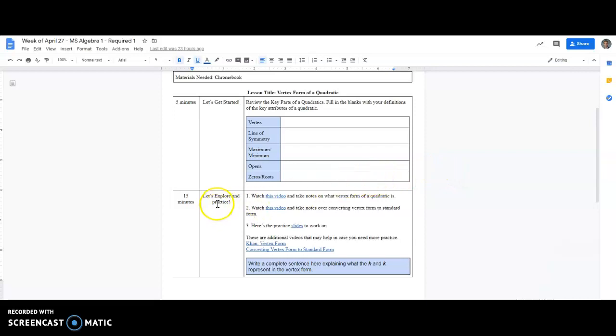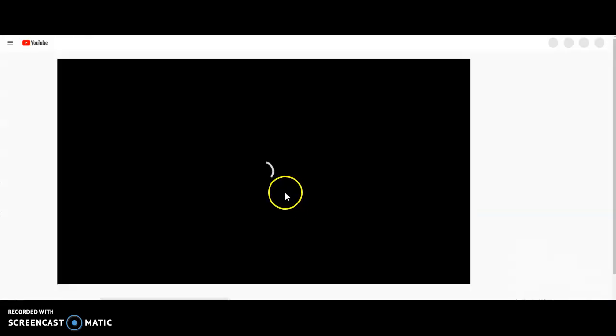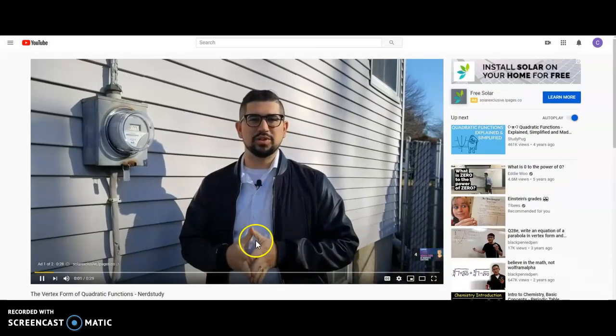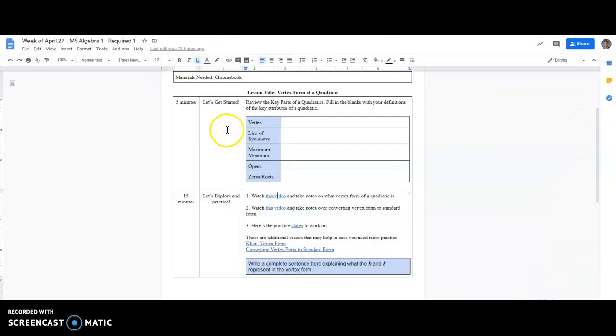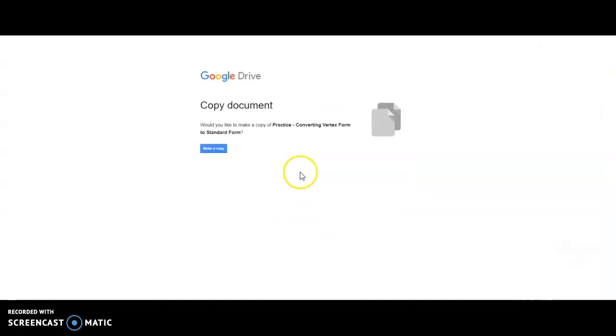The explore and practice part, you are watching these 2 videos. One is all about vertex form and what its meaning is. I'm not going to go through the whole video, but it walks you through how to set up an equation in vertex form. And the other one sets up how to convert from vertex form into standard form. So those 2 videos. And then you have a practice activity. Let's go look at that.